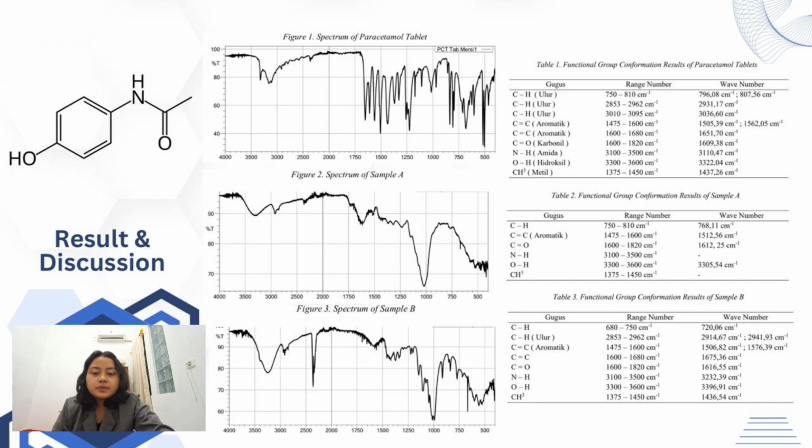And last is sample B. It showed all the characteristic groups of paracetamol with absorption bands very similar to the standard tablet. This confirmed that sample B contains paracetamol.